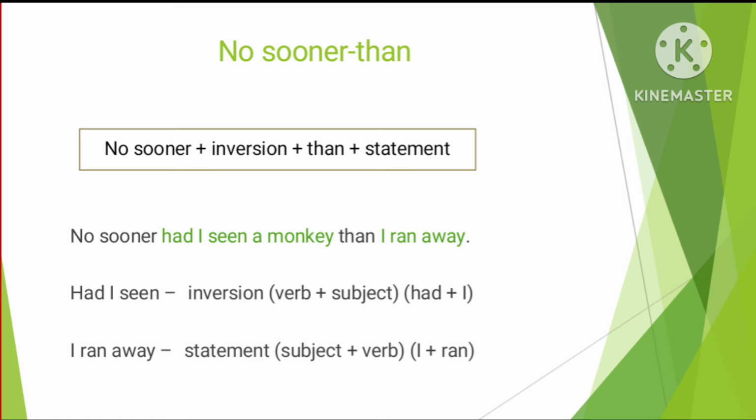I can say, no sooner did I see a monkey than I ran away. Or, no sooner had I seen a monkey than I ran away. All the three sentences give the same meaning. What is the meaning? First, you saw the monkey, and immediately, quickly, without any delay, you ran away from the place. That is the meaning.